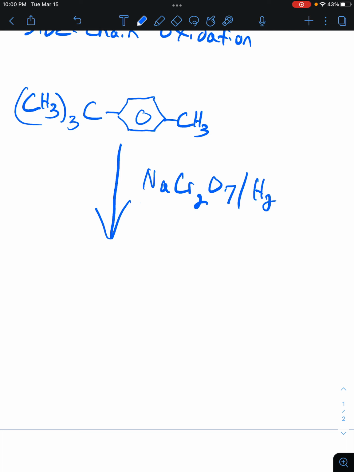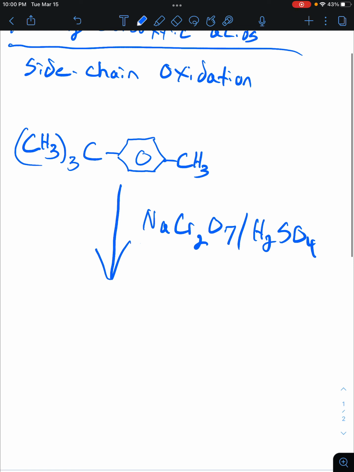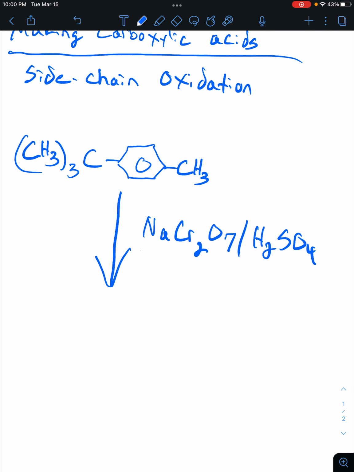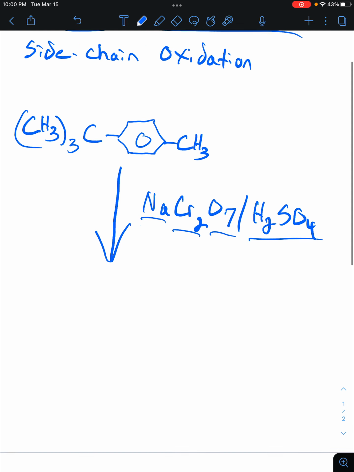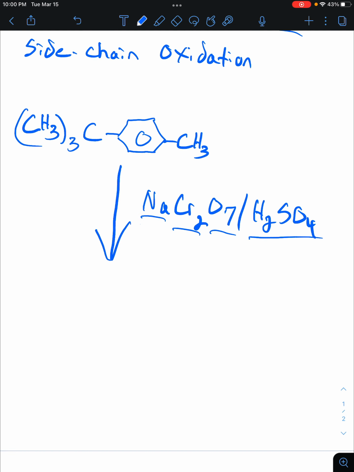and sulfuric acid. So on a test, if you were given something like this, or if you were told to oxidize something and make a carboxylic acid, you can use this here, which is sodium, this is chromate, and this is oxygen, in sulfuric acid. And in order to do this with this particular problem, you have to have what you call a benzylic hydrogen.